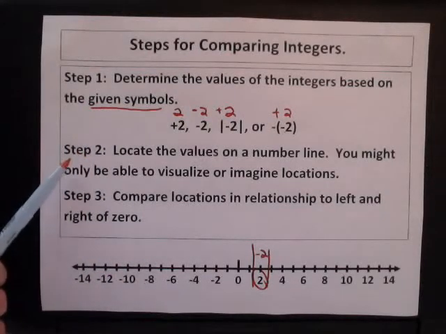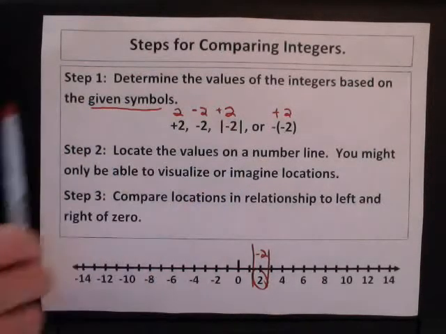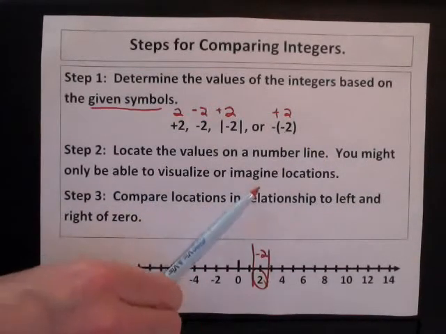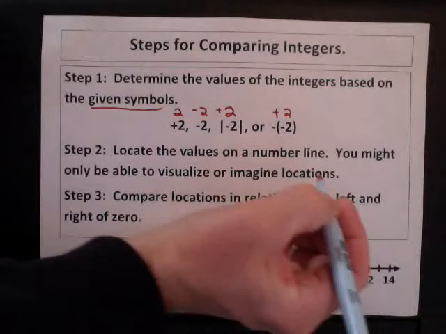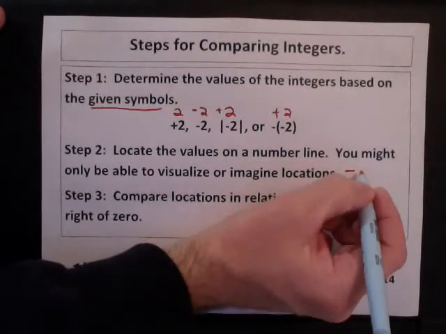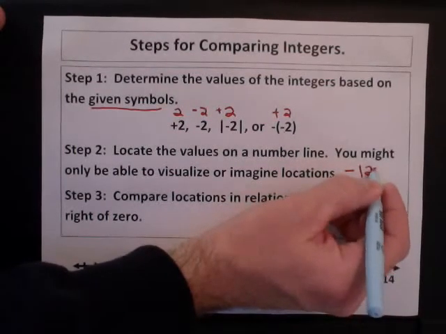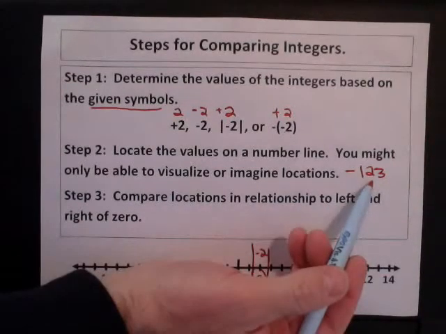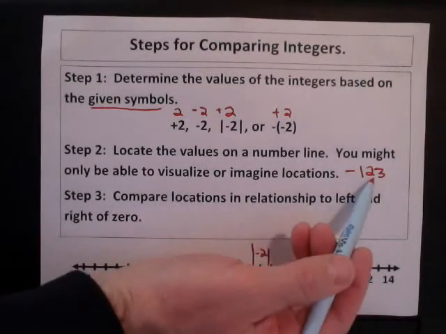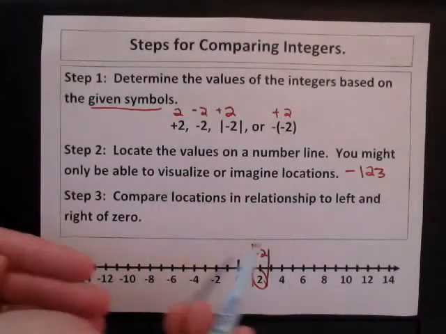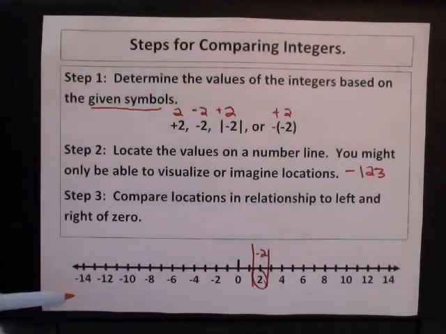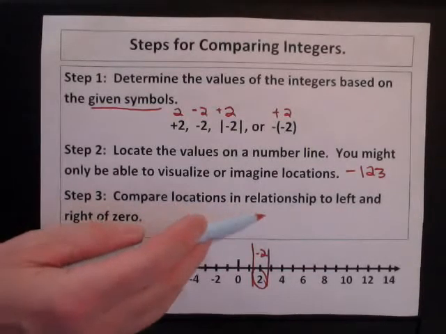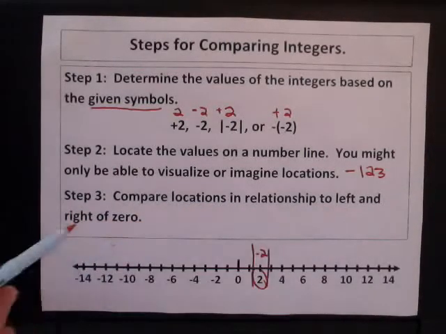The next thing you have to do is locate the values on the number line. You might only be able to visualize or imagine locations. So for example, if they wanted you to find and compare a number such as negative 123, you're not going to have a number line that big. You're just going to have to be able to visualize in your head that it is to the left of 0 and how far it is. And then the third thing is to compare locations in relationship to left and right of 0.